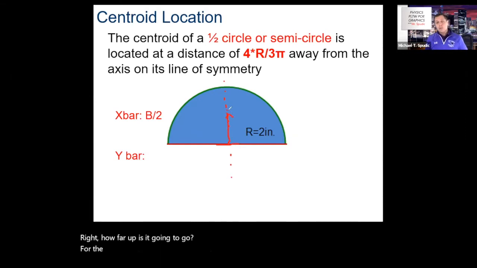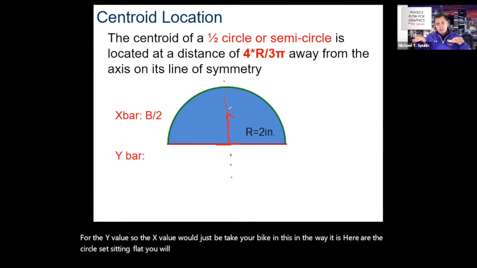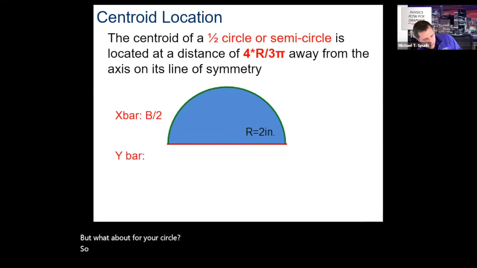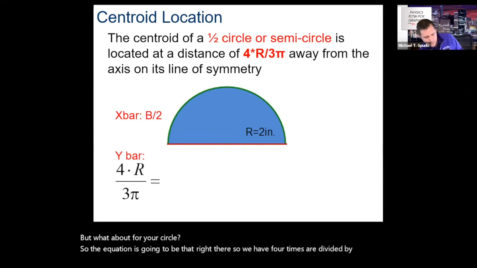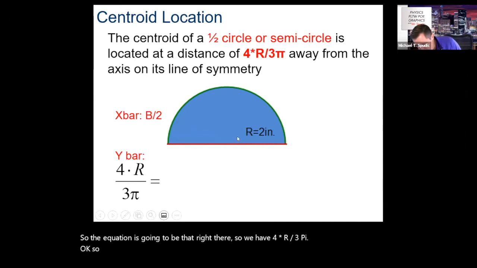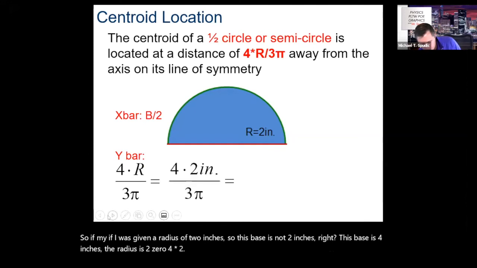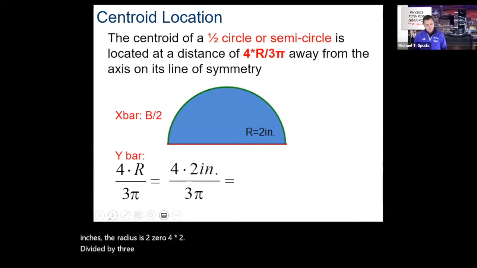So the x value would just be, with the circle sitting flat, you would just take your base and divide by 2, and that gets you your line of symmetry. Okay. But what about for your circle? So the equation is going to be that right there. So we have 4 times r divided by 3 pi. Okay. So if I was given a radius of 2 inches, so this base is not 2 inches, right? This base is 4 inches. The radius is 2. So 4 times 2 divided by 3 pi.